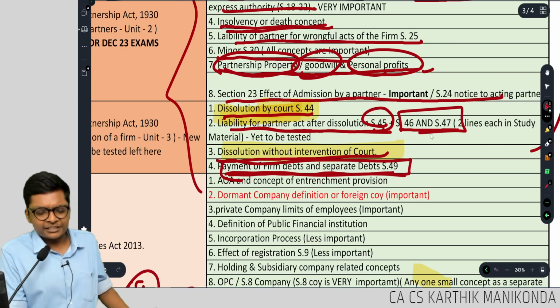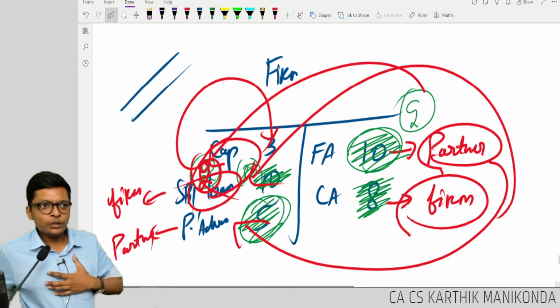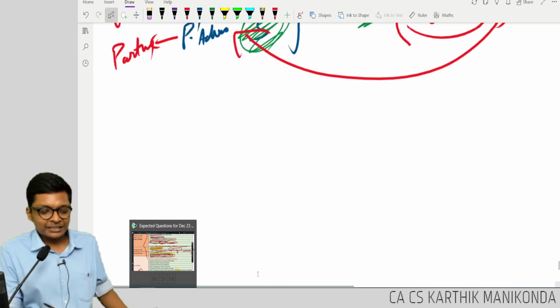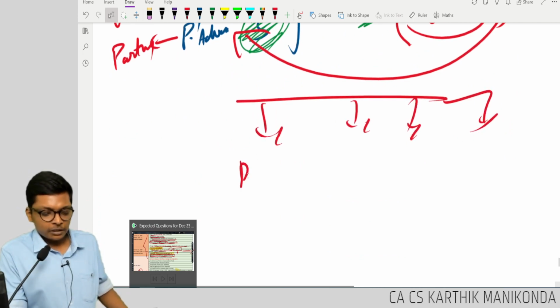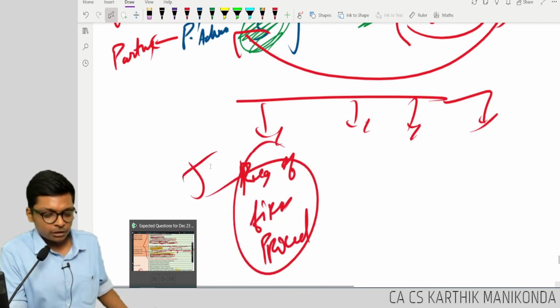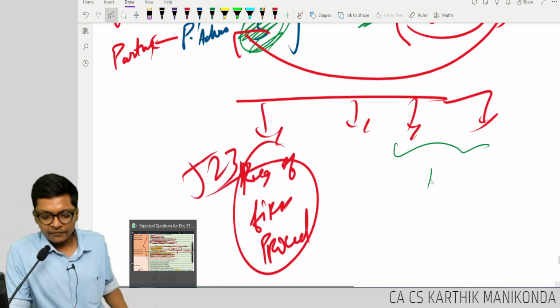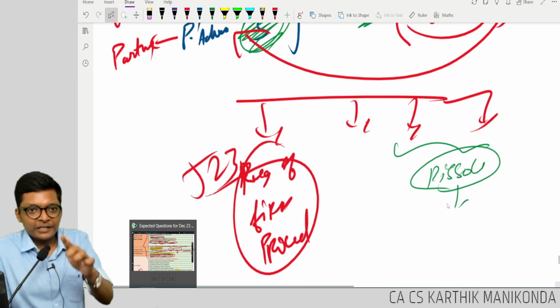Quickly go through section 46 and 47. It's just 2 lines in the study material, yet to be tested, but if it comes up. If you see unit 3 of the Indian Partnership Act, we have actually finished it fully, because unit 3 has only 3 or 4 concepts. It has registration of a firm and the procedure. They tested that in June 23, so I don't care much. Apart from that, we have dissolution-related concepts, which we have done fully. That is only up to an important question.